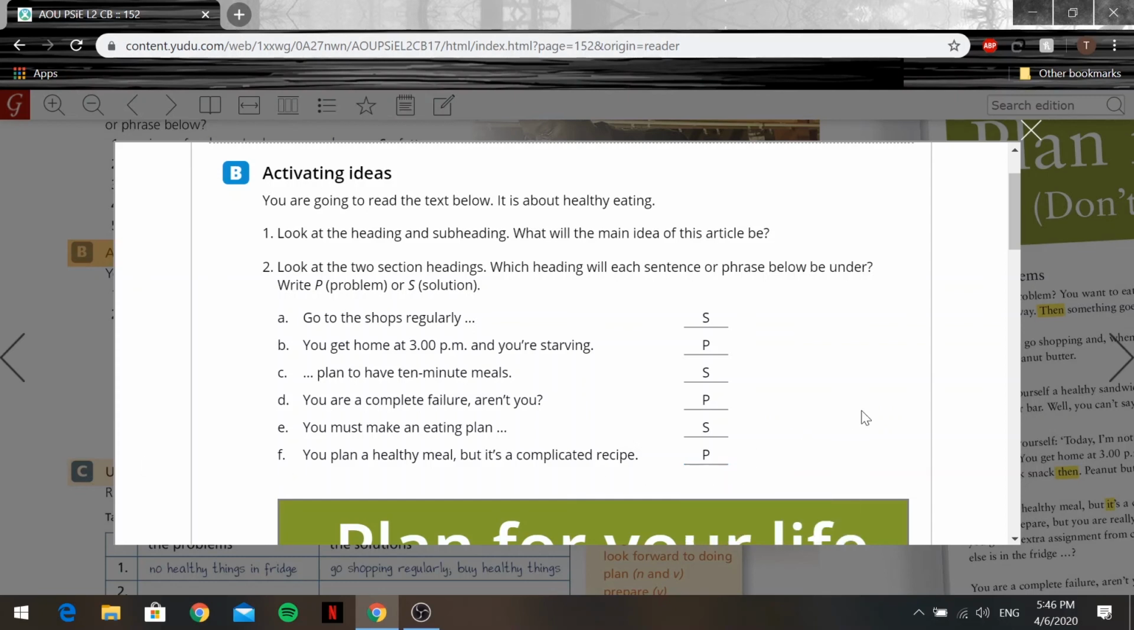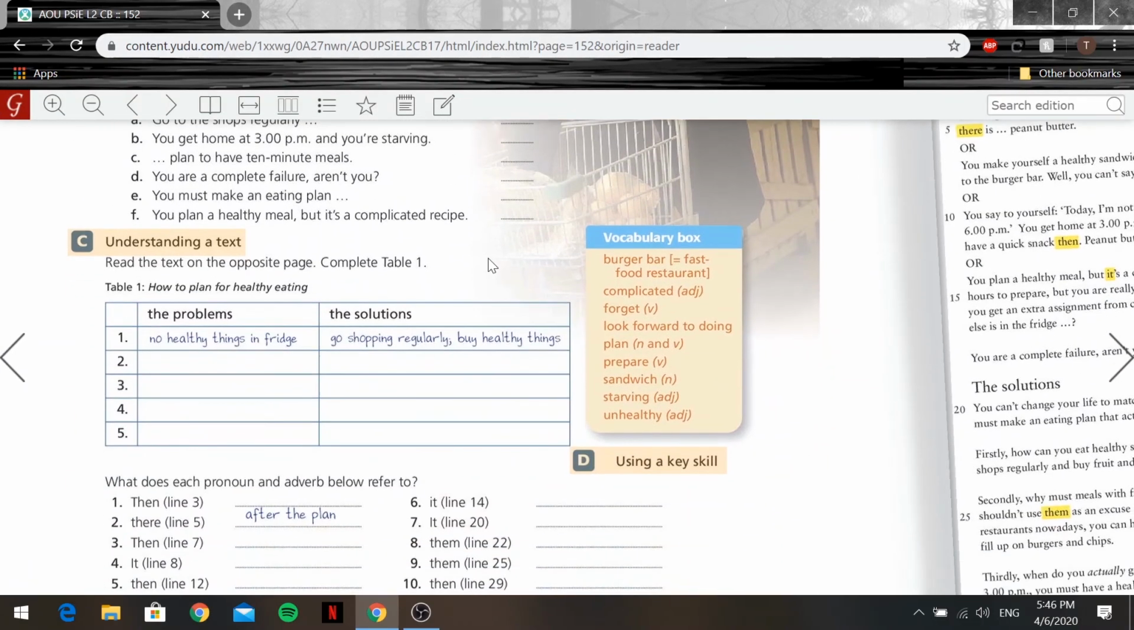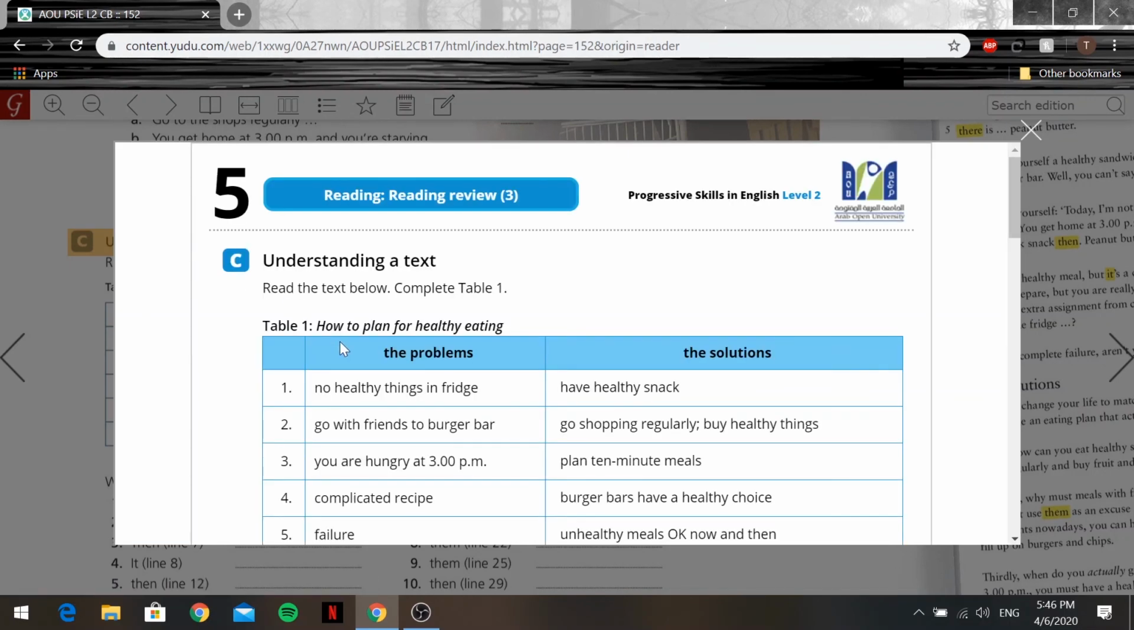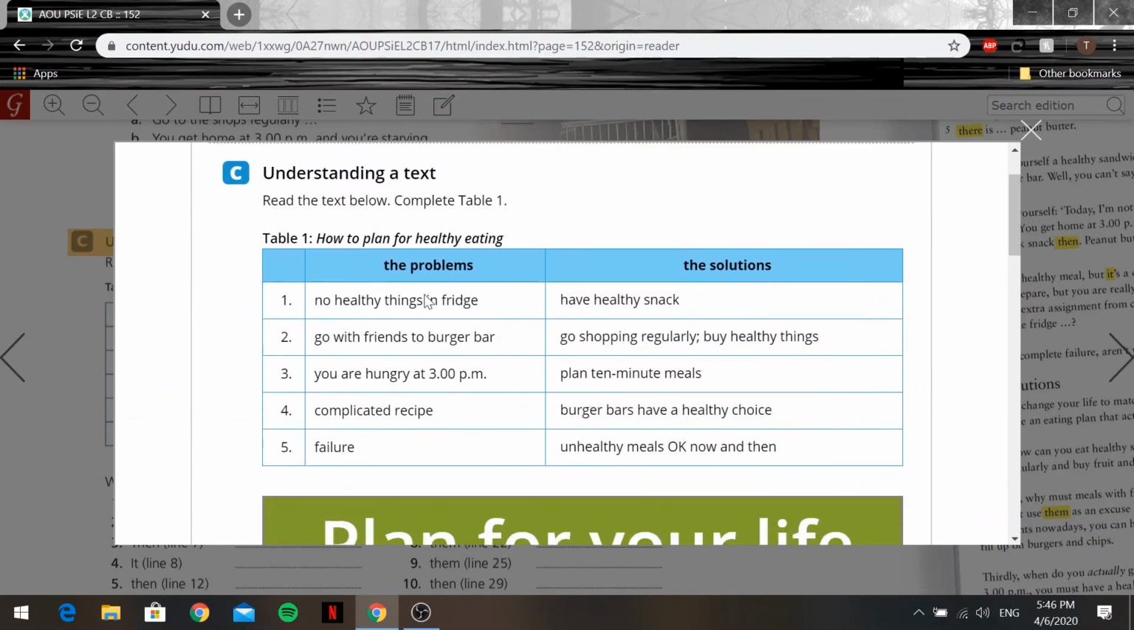I think that's it. Yeah, that is it for this part. Now let's go to exercise C, understanding the text. Read the text below and complete table 1. All right, so we already read it. Let's take a look now. So the problems and the solutions for each set problem.